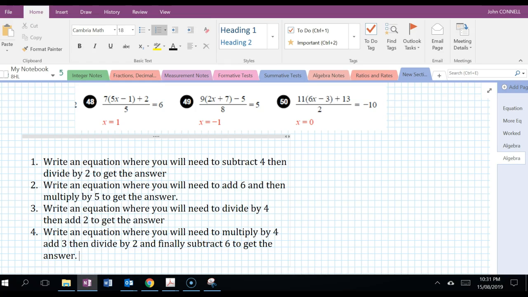Now these following 4 problems are really going to test your understanding of how we do equation solving and what it's all about, I suppose. So you've got to write an equation where you're going to need to subtract 4, then divide by 2 to get the answer, then add 6 and multiply by 5, and then the other ones get a little harder. Make sure you use your brackets when you need to. These will be on the Edpuzzle video, so you can go through and they'll give you a clue to make sure that it's actually right.